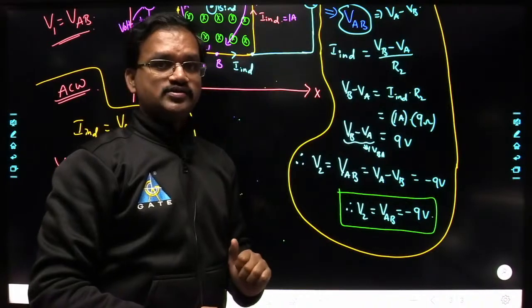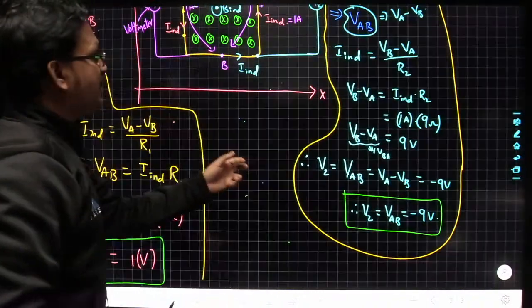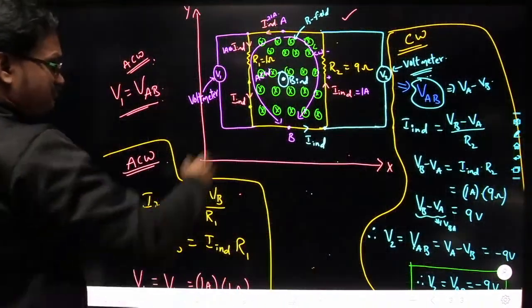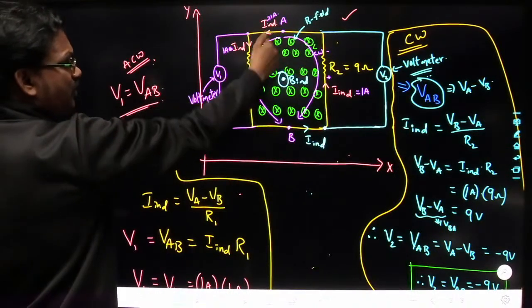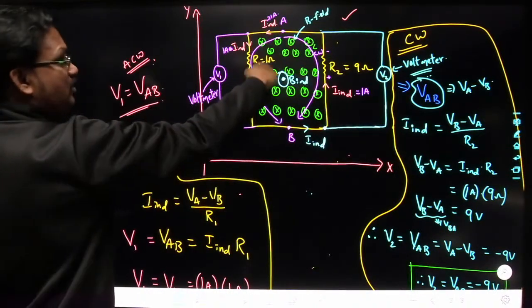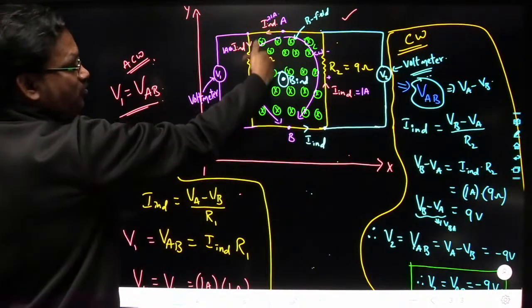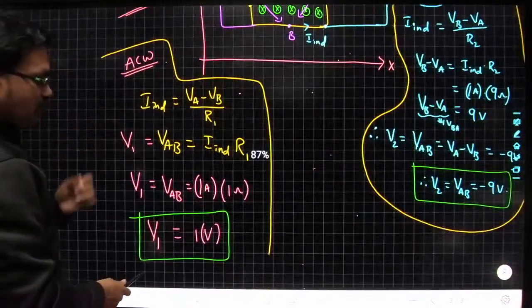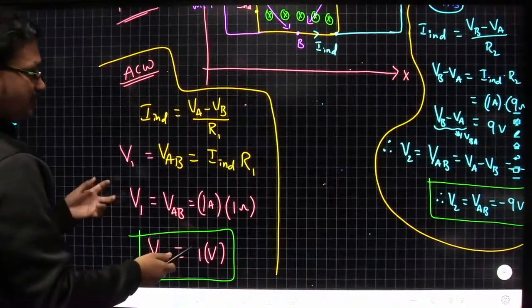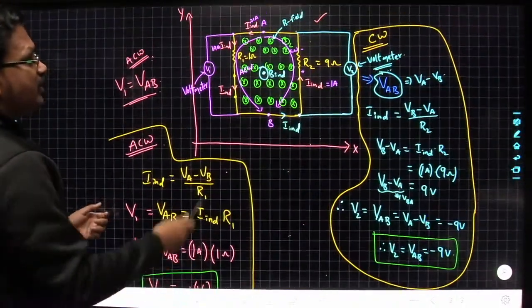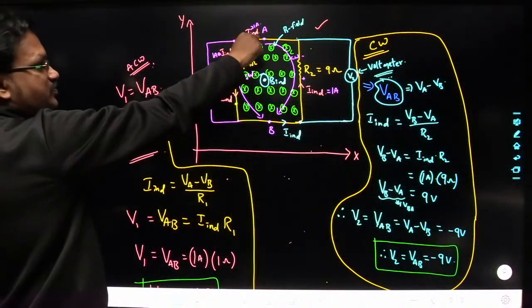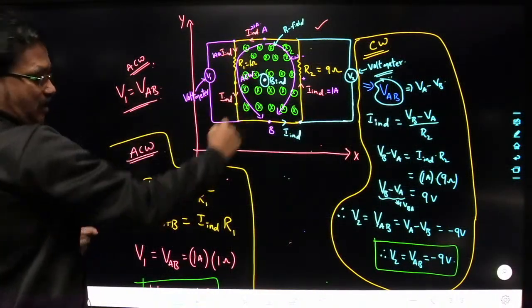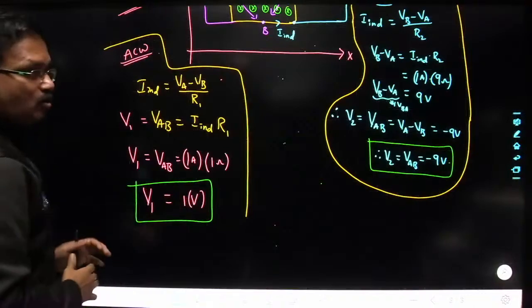We got it as minus 9 volts. Whereas here, if you move from A to B in anti-clockwise direction, what we got here, the potential or the reading of this voltmeter, or the potential difference between A and B, is 1 volt.